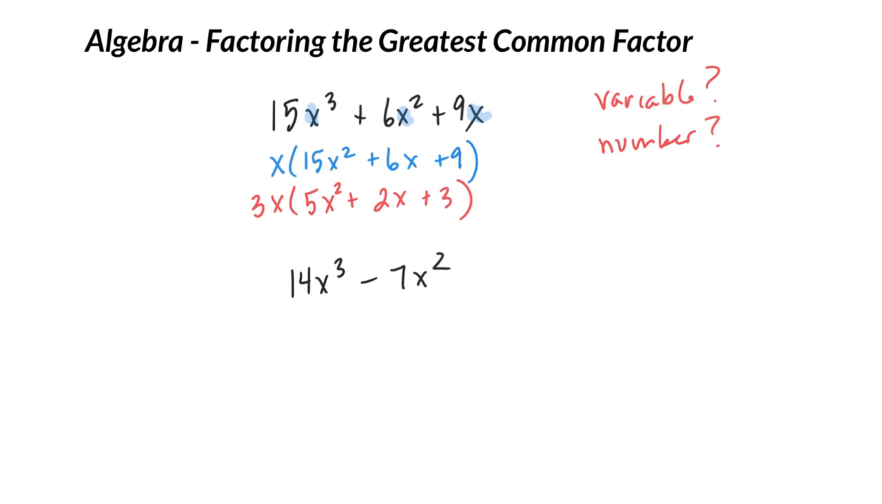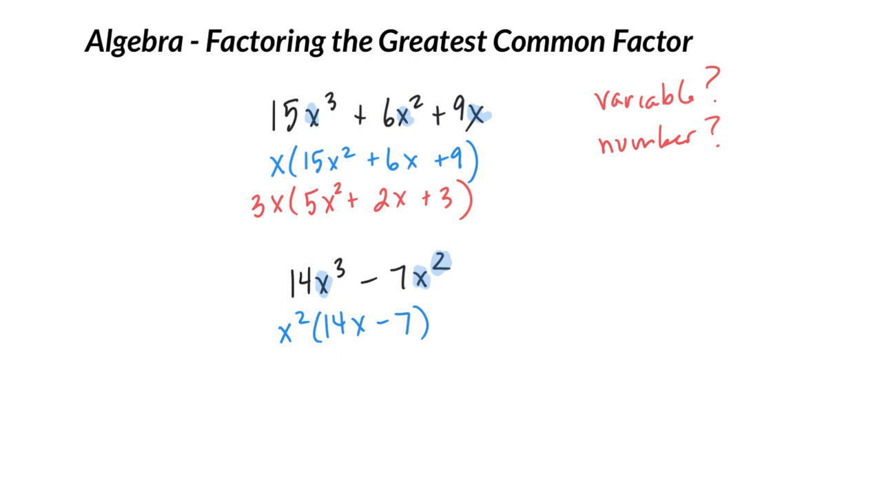So 14x cubed minus 7x squared. Well, in this case, of course, they have an x, but actually, each one of them has an x squared. So let me write x squared. That'll leave me with 14x minus 7. Right? x squared times 14x is 14x cubed.